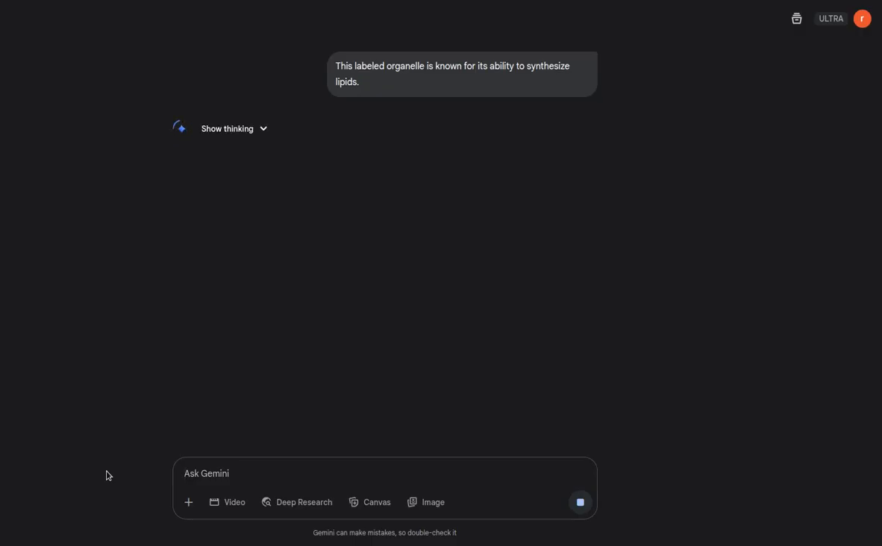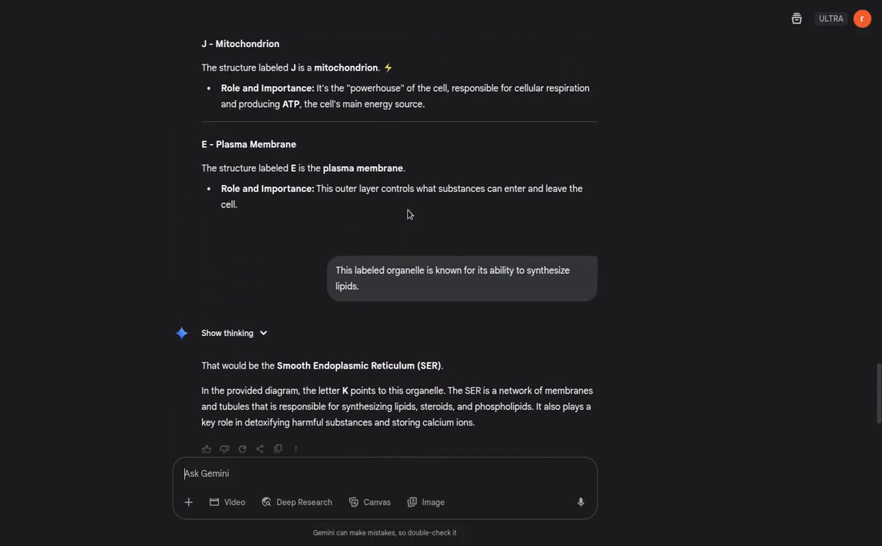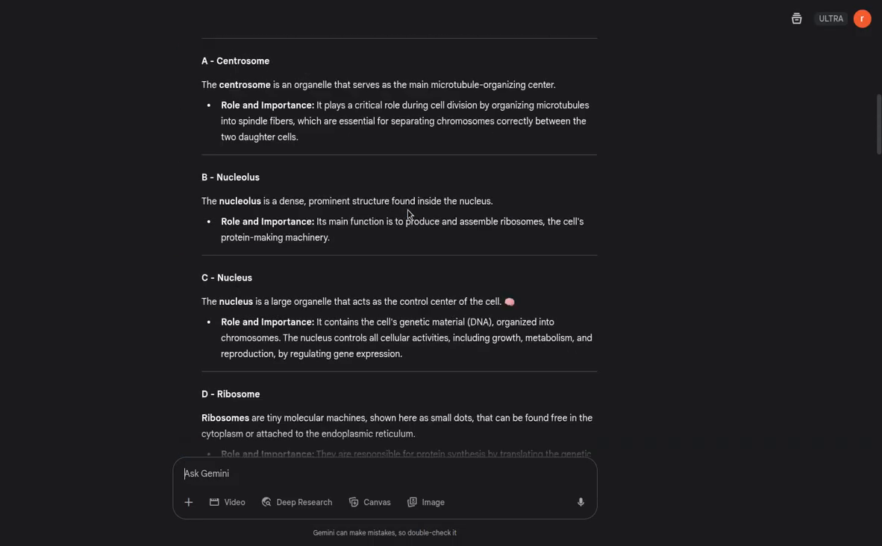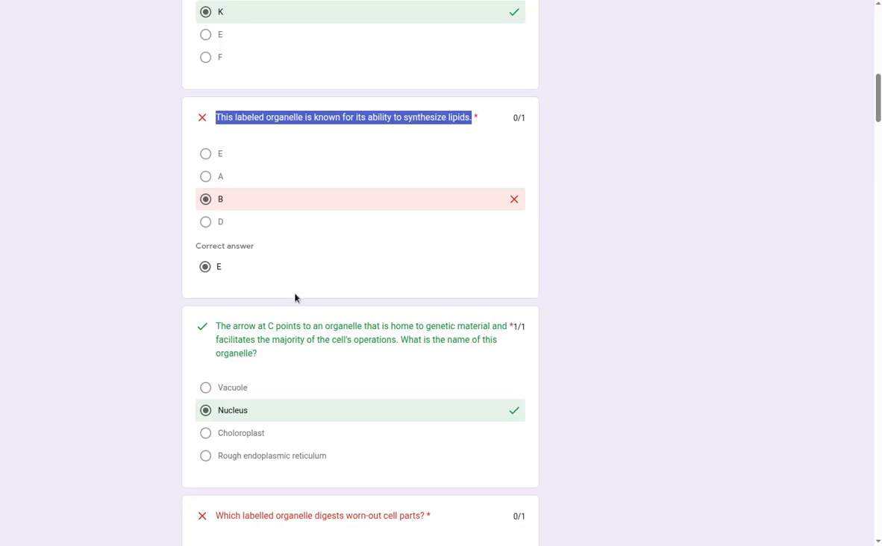Which labeled organelle is known for its ability to synthesize lipids? Centrosome or ribosome? Okay, that would be smooth endoplasmic reticulum. So smooth endoplasmic reticulum is this E. The answer must be E. Yes.